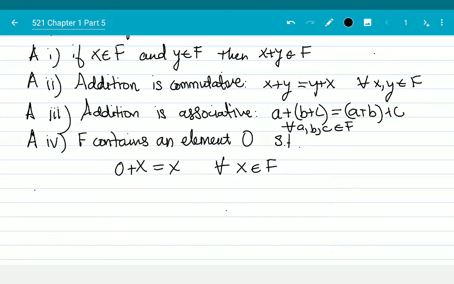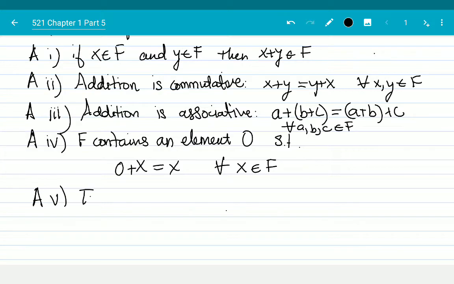Here's the way to prove it. I'm going to leave it to you to complete, but take an element, suppose it is also acting like a 0, call it 0 prime. Then look at 0 plus 0 prime. Write it down in two different ways and show that both of them have to be equal.